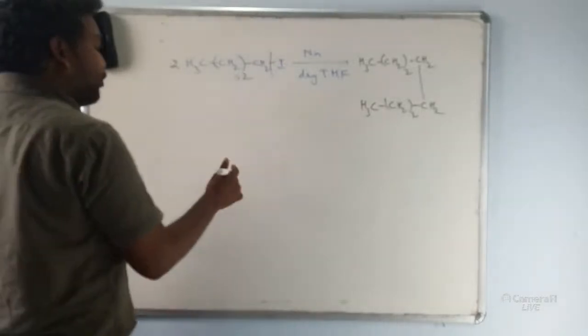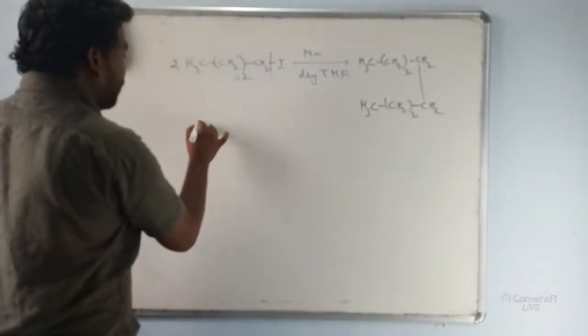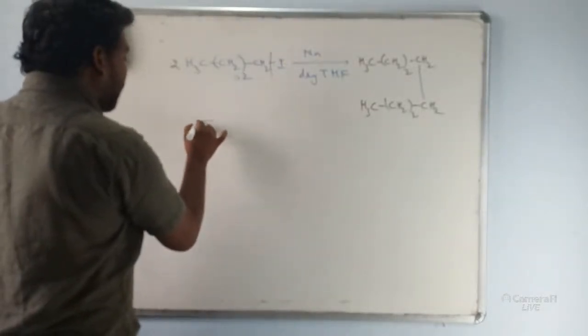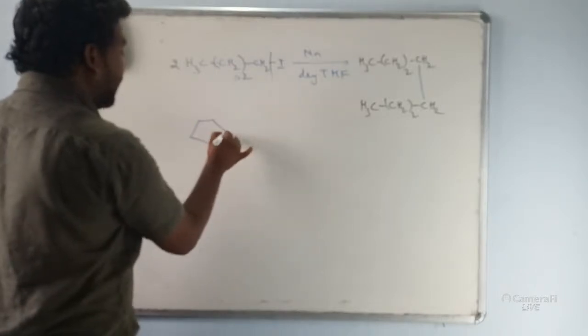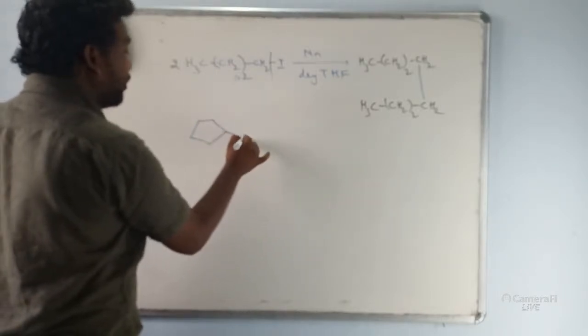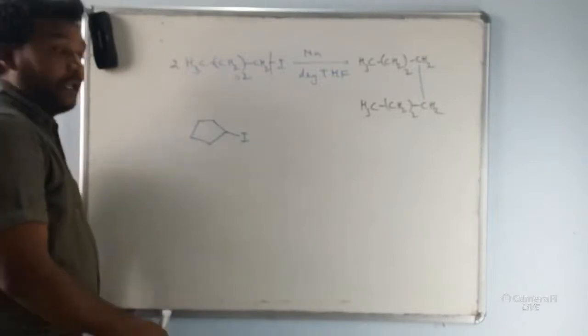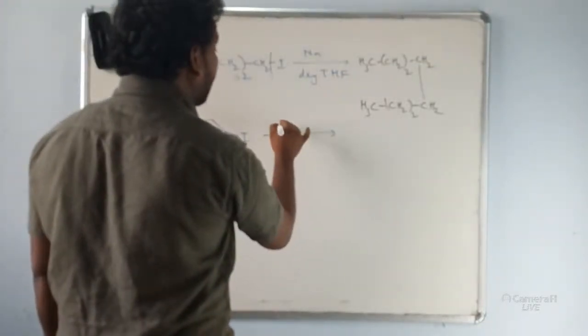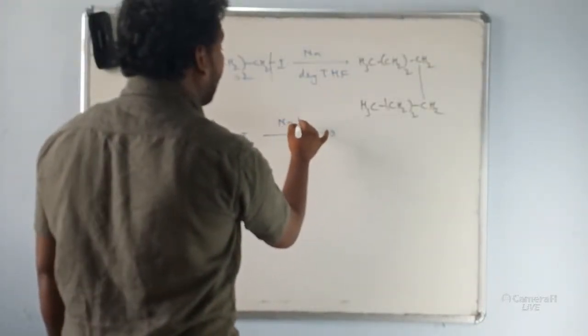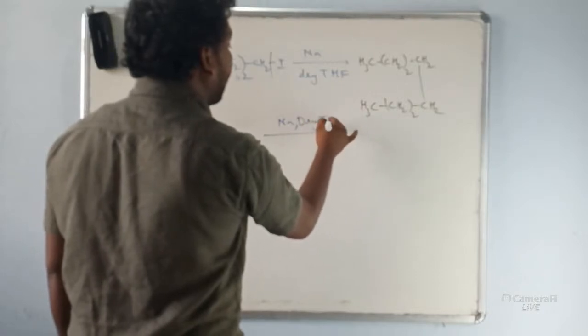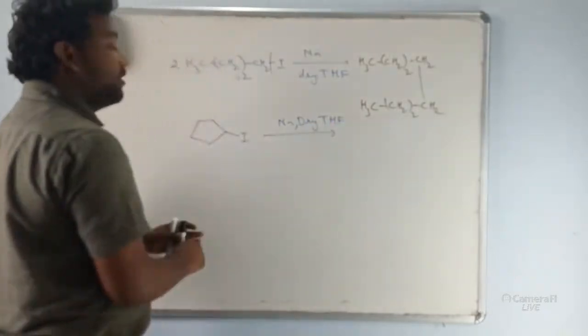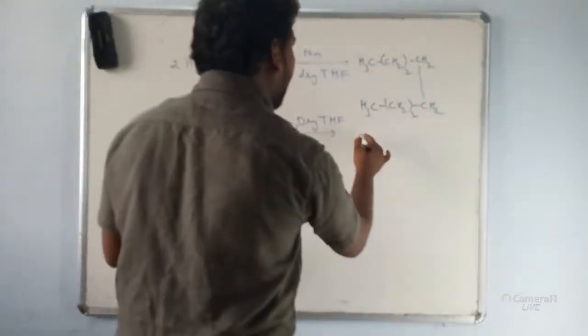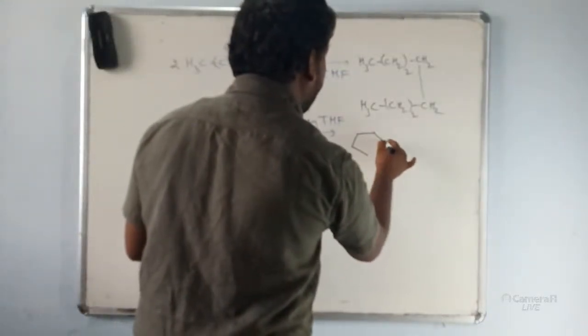Well, let me give you some other reactions. Suppose you take this molecule. What's the name of this molecule? Iodocyclopentane. If you react this molecule with sodium metal in dry THF, what happens? Can you write the product here? Yes, we can write it now. So we will get this product.